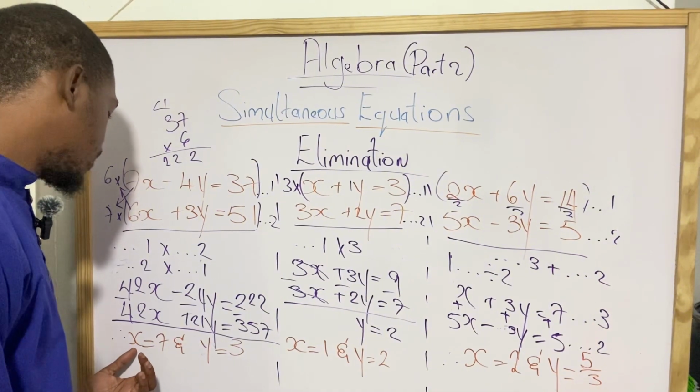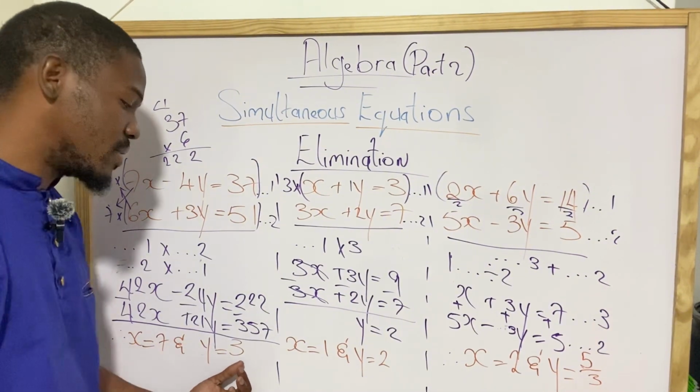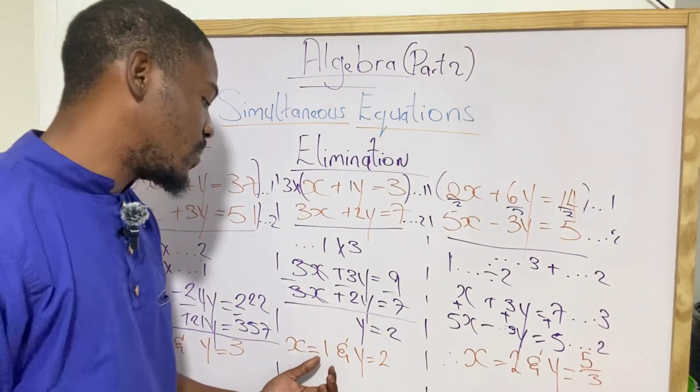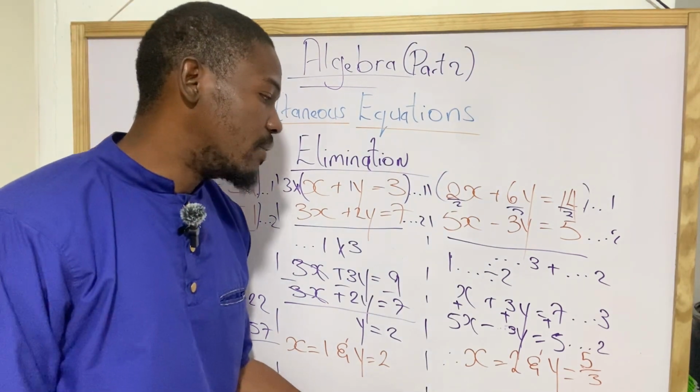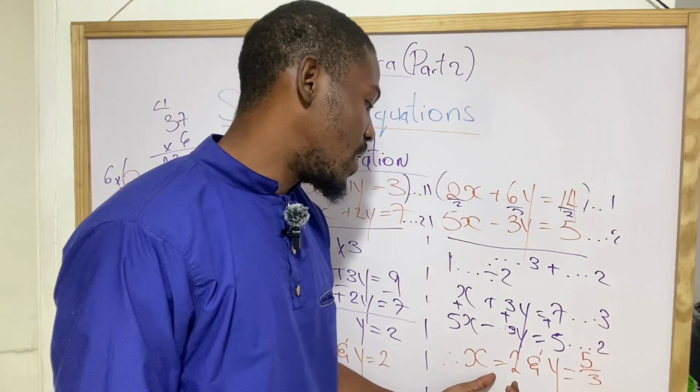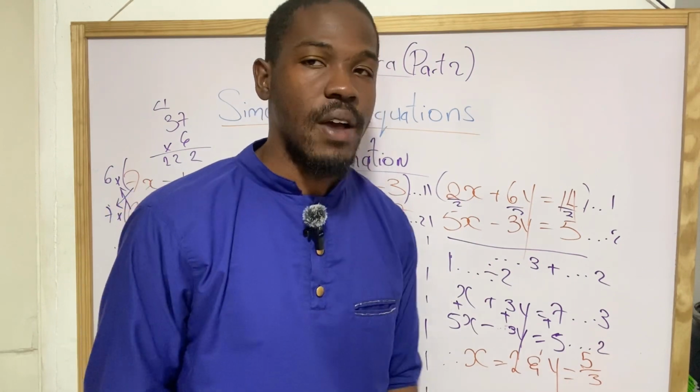We have for our first solution, x equals 7 and y equals 3. Our next solution, x equals 1 and y equals 2. And for our last solution, we have x equals 2 and y equals 5 over 3.